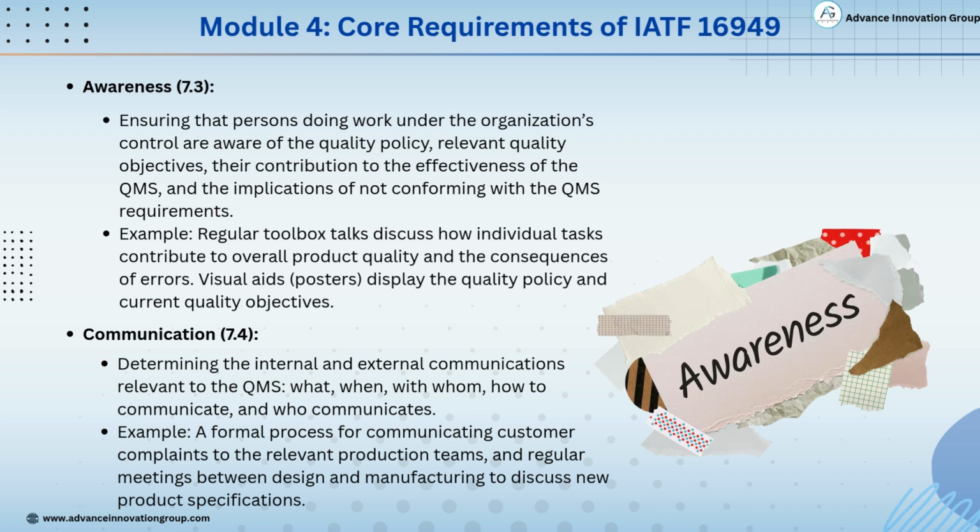Next is communication. We need to define how communication happens inside and outside the organization regarding the QMS. That includes what is communicated, when, how, and by whom. A good example is having a process for customer complaints to reach the right team quickly, or holding regular meetings between design and manufacturing teams to align on product specs.